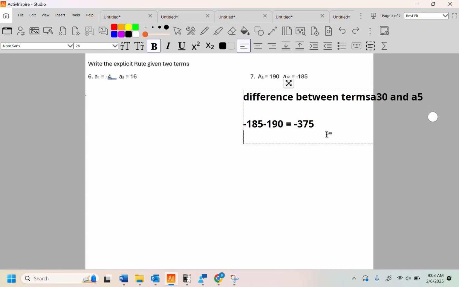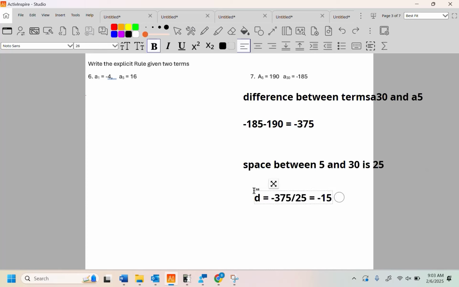Now, the space between 5 and 30 is 25. There's 25 spaces where this happens. So your difference is going to be negative 375 over 25, which is negative 15. So I found that.